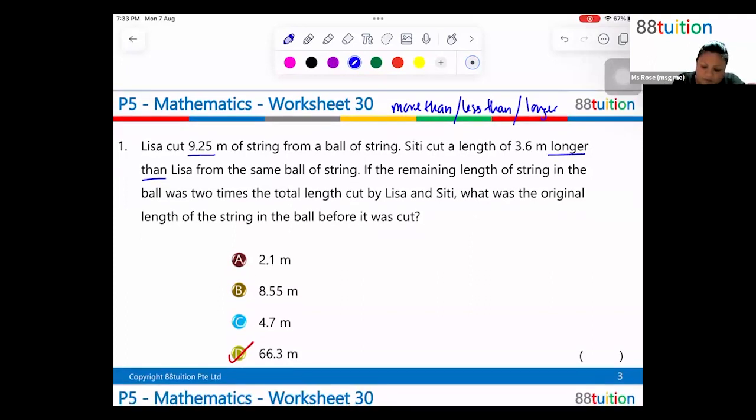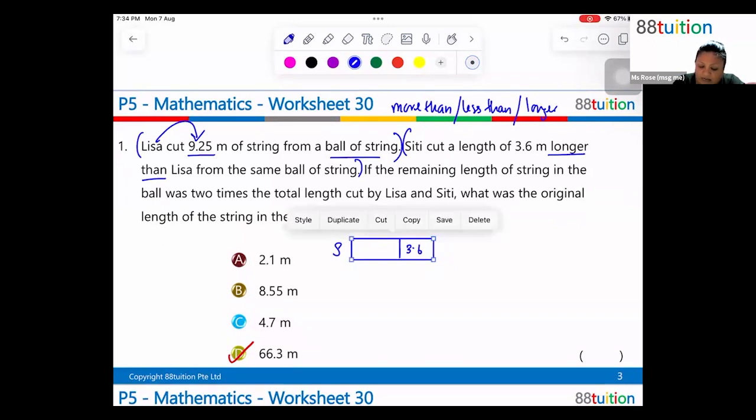Now, Lisa cut 9.25 meters of string from a ball of string. So Lisa cut this length. Siti cut a length which is longer than Lisa. How much longer? 3.6 meters longer than Lisa. And we know that Lisa cut 9.25 meters. So you have to add the numbers before it, or you can draw a model.